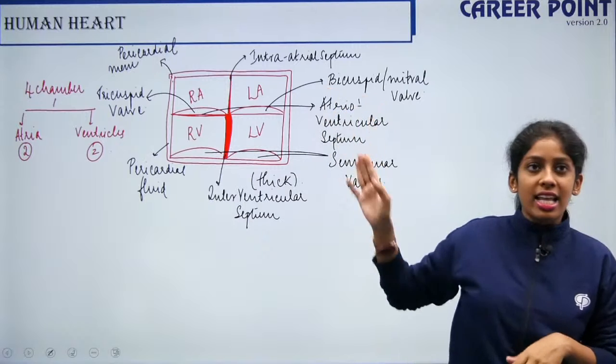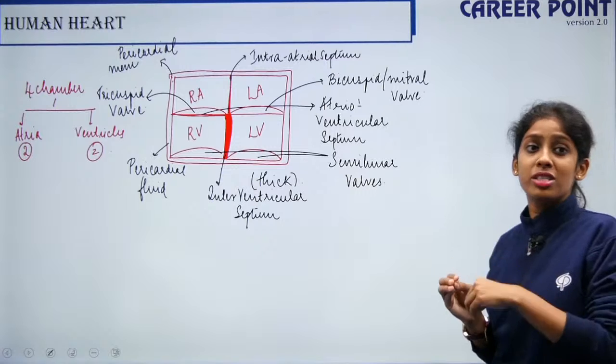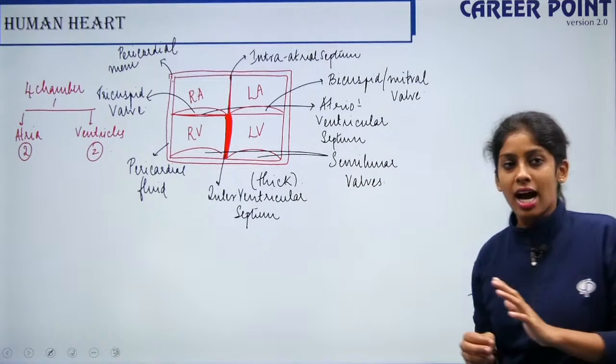So this is clear, the structure is clear. So what are the different septa and the valves that are present in the heart? I guess this is clear.